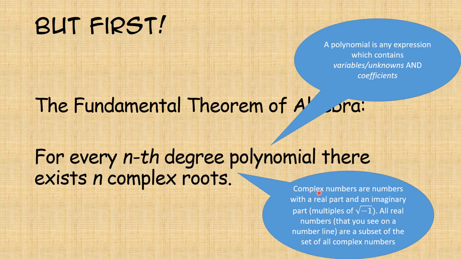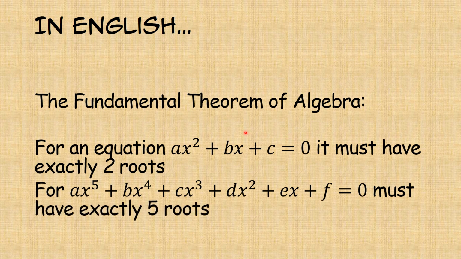These are numbers with both a real part and an imaginary part. Imaginary just means any multiple of the square root of -1. All real numbers that you'll see on a number line are a subset of the set of all complex numbers. So by the fundamental theorem of algebra, in plain English, it just means that for every quadratic equation that you see here, ax squared plus bx plus c equals 0, there will always be exactly two roots. And if we extend it a little bit further, even for the equation down here, which has x raised to the power of 5, it will also have exactly 5 roots.